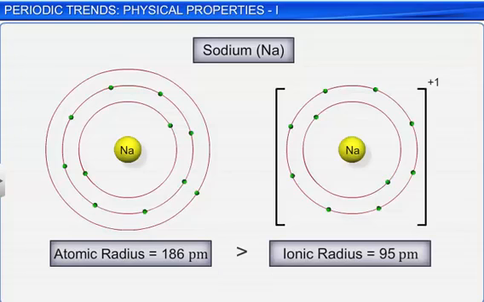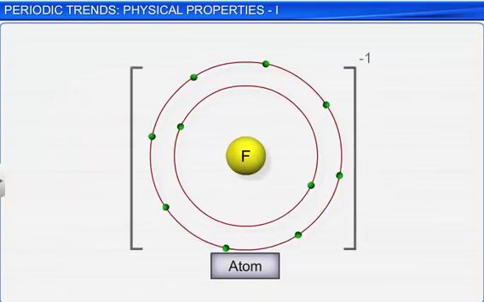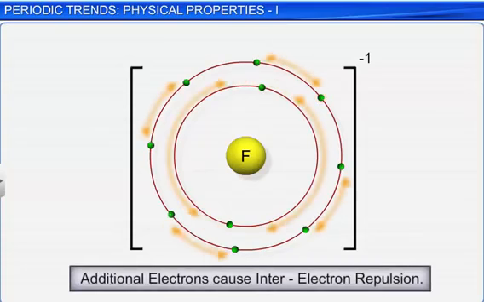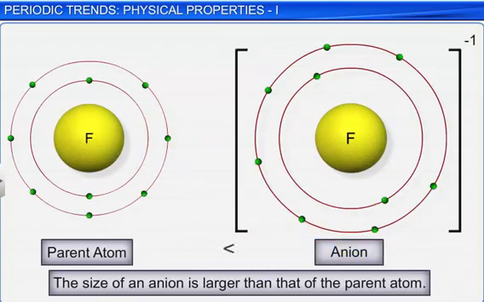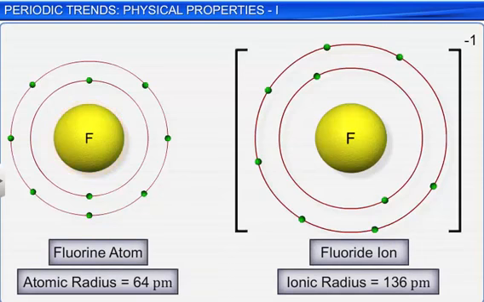Similarly, when a parent atom gains an electron, it forms a negative ion or an anion. The addition of one or more electrons results in an increased magnitude of inter-electronic repulsions among the electrons and a decrease in the effective nuclear charge. Therefore, the size of an anion is larger than that of the parent atom. The atomic radius of fluorine, F, is only 64 picometers, whereas the ionic radius of fluoride ion F- is 136 picometers.